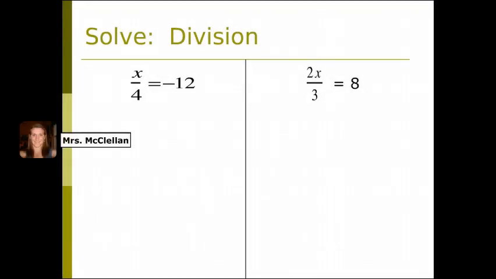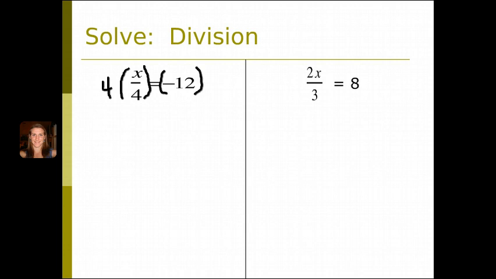Let's do some additional practice on one-step equations when we're dividing. Right now our problem says x over 4 equals negative 12. To do the inverse of dividing by 4, we need to multiply by 4 on both sides of the equation. Our 4's cancel on the left side, leaving us with x. And then we have negative 12 times 4, which gives us negative 48.